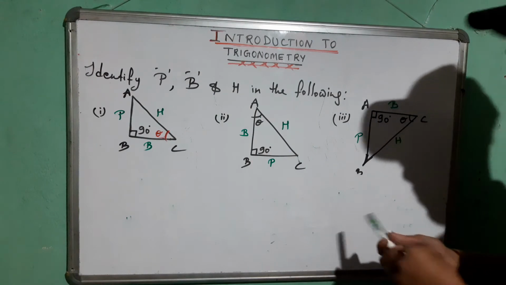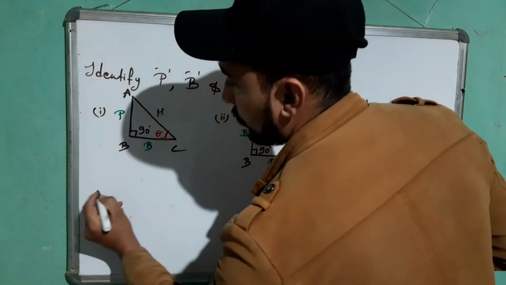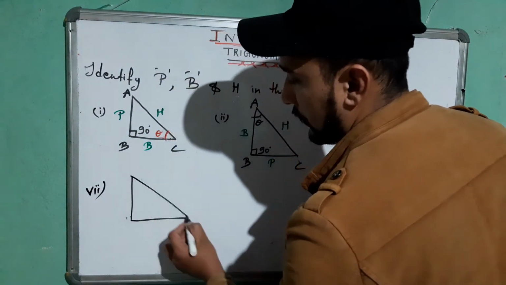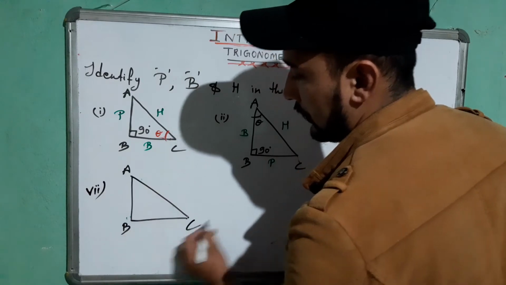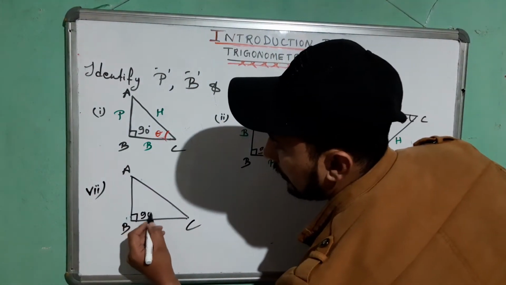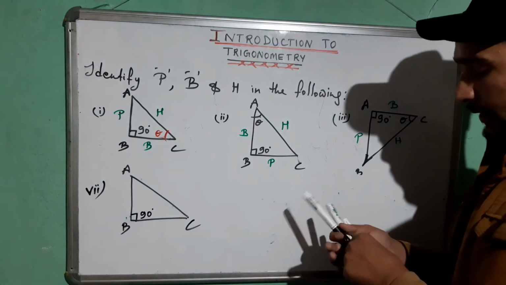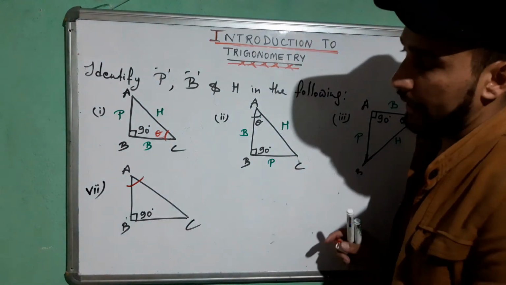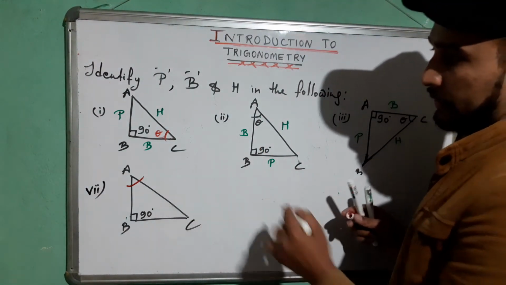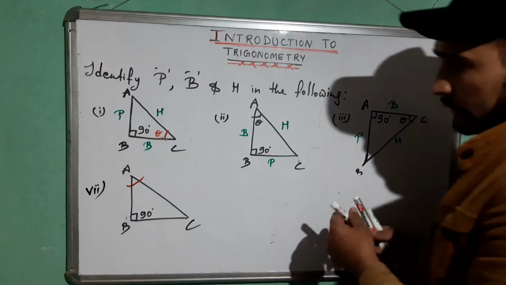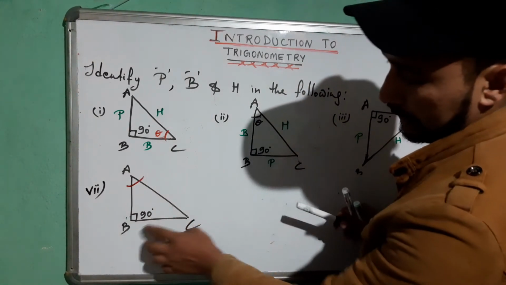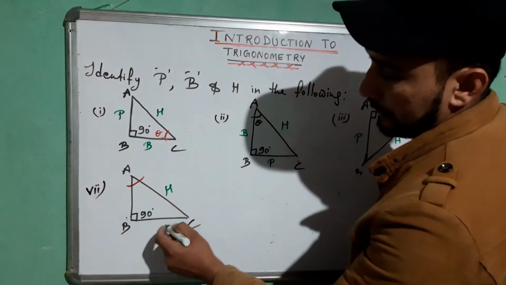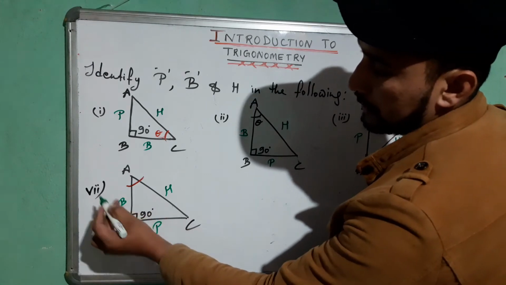Next, number 7. The triangle is this, A, B, C. This is 90 degree and the given angle is A. Sometimes instead of theta it will be said angle A. Angle A means this angle. So if it is given like this, then opposite to 90 degree is hypotenuse. With respect to angle A, this becomes perpendicular and this becomes base.